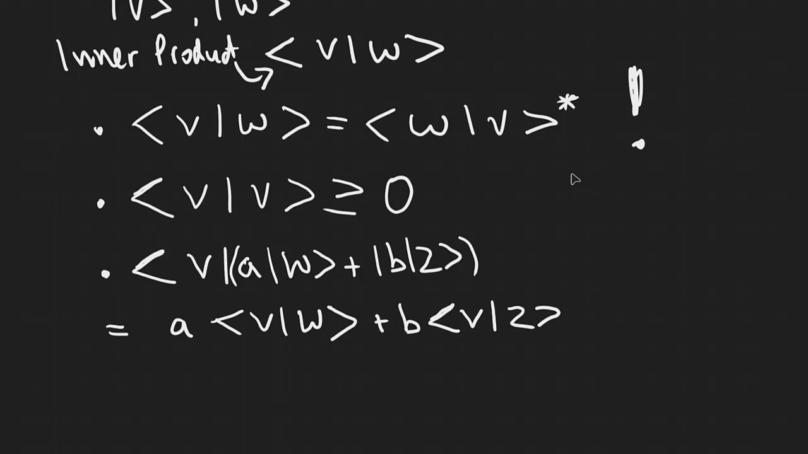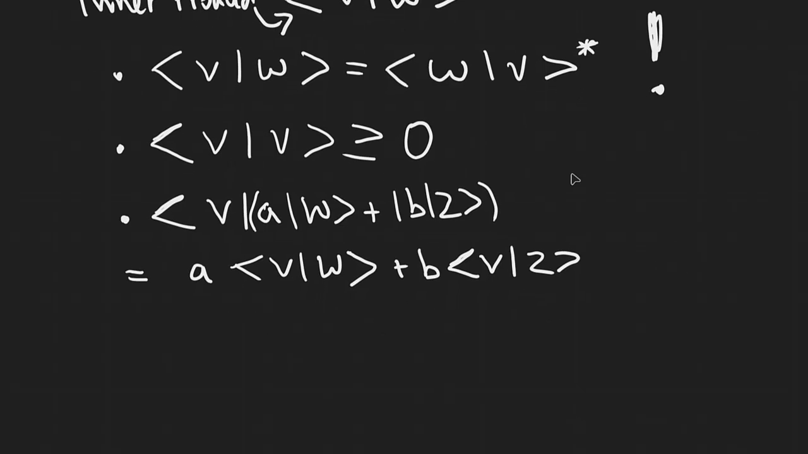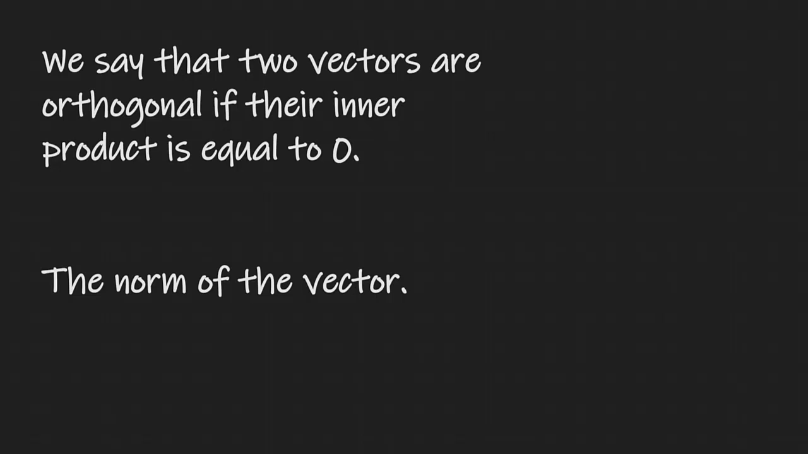The inner product of a vector with itself will either be 0, and that's only if we're dealing with the 0 vector, or it will be greater than 0, so pretty similar to arrows. And finally, it's just a linear operation. So this means that I can take this coefficient outside of the inner product and just calculate the inner product of this vector and this vector, and same with this part of the equation. And we're also going to say that two vectors are orthogonal if their inner product is indeed equal to 0.